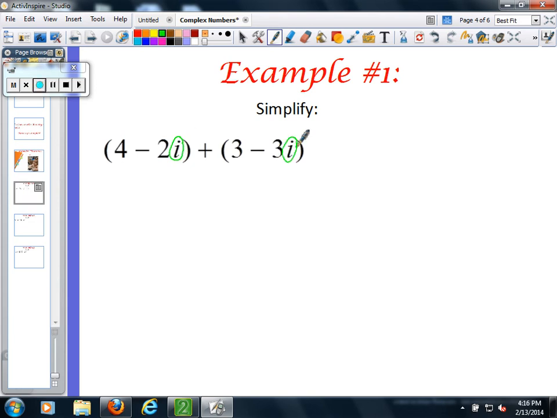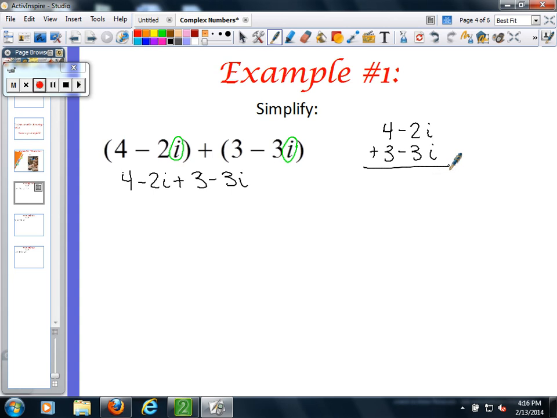just like it's a variable, really. So the first thing you want to do is, if it's addition, remember I don't need parentheses. So I can rewrite this as 4 minus 2i plus 3 minus 3i. And this is where you can use the stacking method. I could stack them where they have the terms in common and then just add.